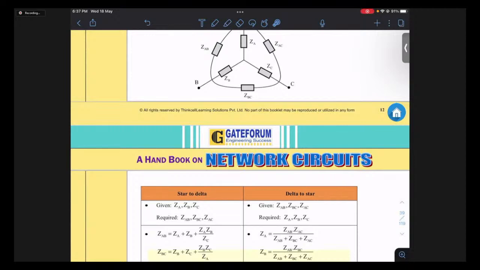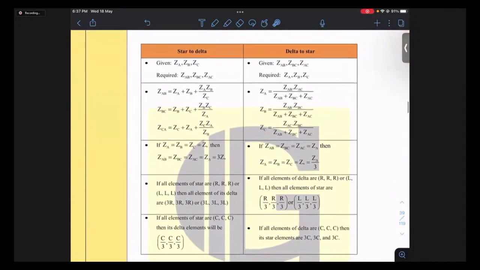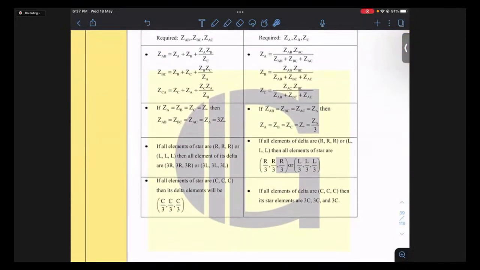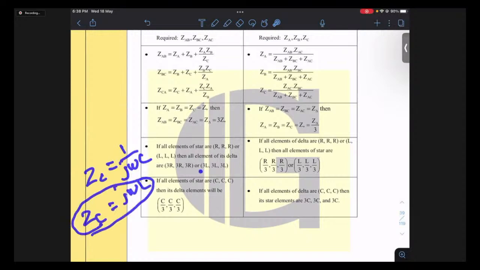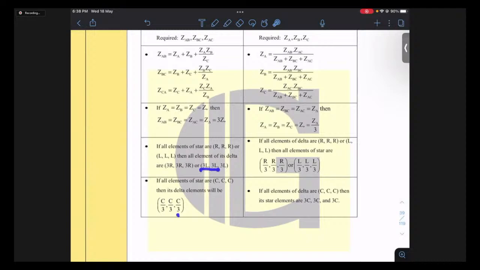But in case of capacitors, students, the reverse thing happens. If there are C, C, C, then it becomes C by 3, C by 3, C by 3. You will understand this in the AC topic, because in AC circuits ZC equals 1 by j omega C, but ZL equals j omega L. So because of direct proportionality, you are getting these 3L factors. Here, ZC is inversely proportional to C, so you are getting the reverse thing, which is happening by 3 in this case.